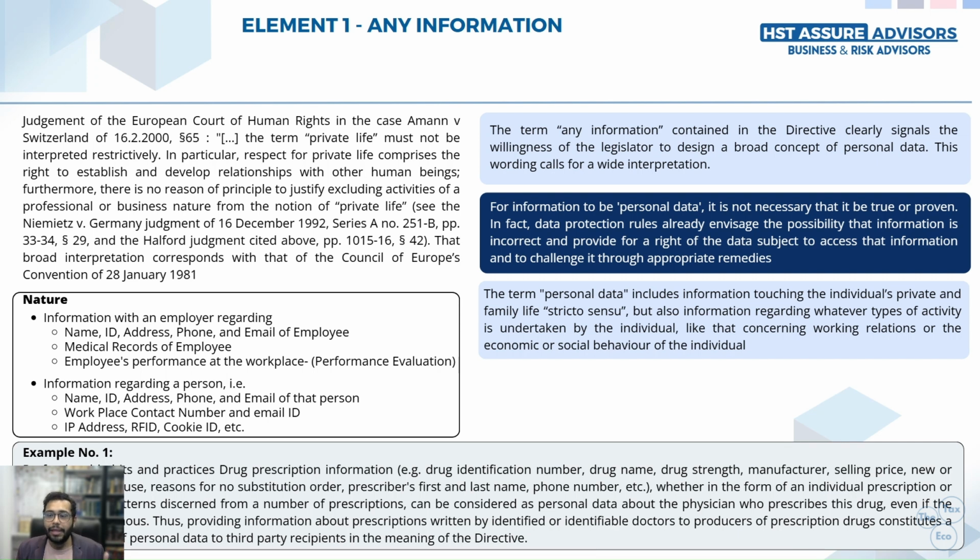That's why the individual's private life or family life is not the only thing required to be considered for personal data. Private life will include the working relationship, economic and social behavior of that individual, which may include his business related details. So the term private life, or the term personal data, or the any information element of personal data, has to be interpreted in a wider way.